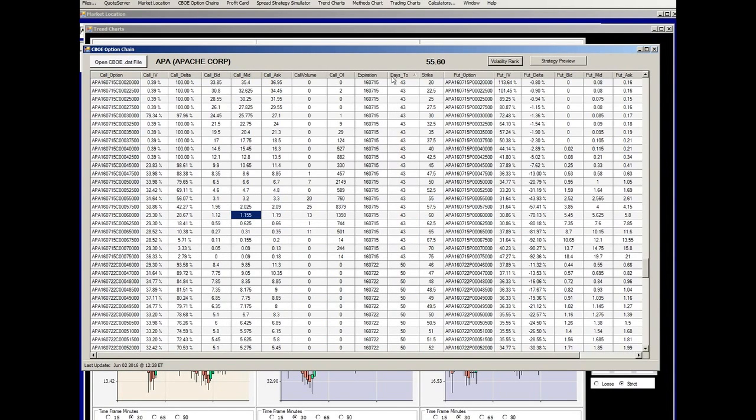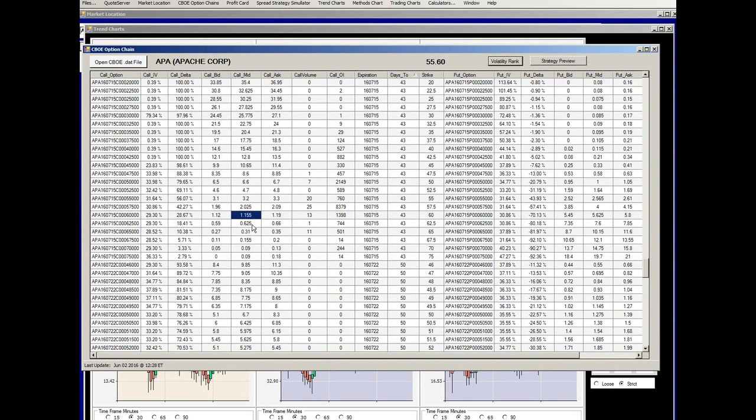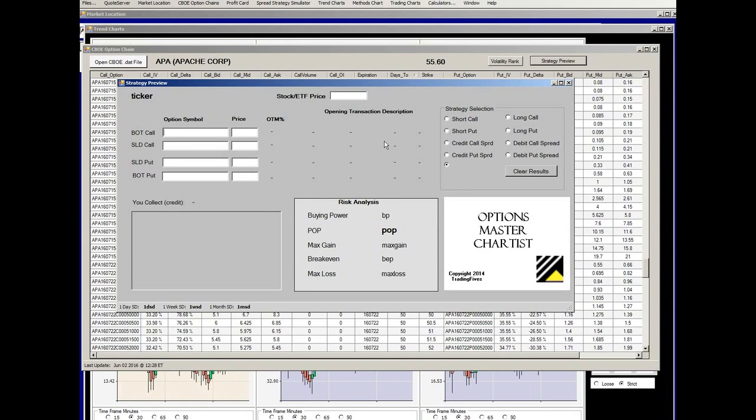So just a quick review. We set up Apache and 3 ETFs. We set up the alerts in the trend charts window. We can see that XOP has alerted. We'll have to follow up on that. And we did an Apache download of the option chain, sorted by open interest. We found out that the 43-day cycle, which is the regular July expiration, had pretty good liquidity, and we used the strategy preview button to just look at a couple different possibilities for an option strategy.